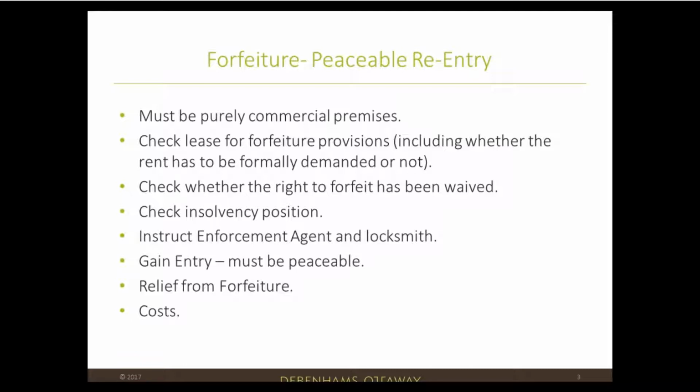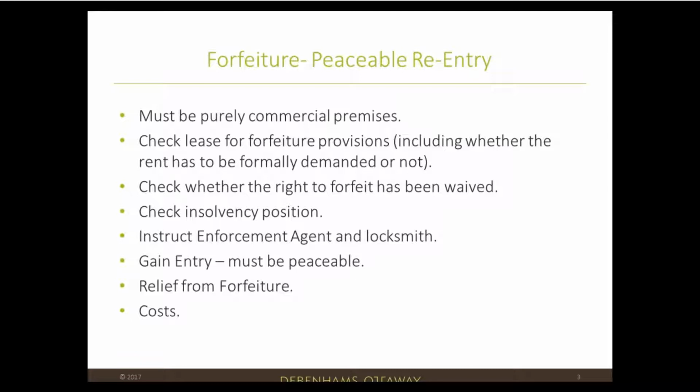Now, the tenant has at least 6 months to apply to the court for relief from forfeiture, and that is a void period for the landlord during which they're responsible for business rates, and of course they won't be collecting rent from the tenant. So that is something to bear in mind when deciding whether or not to forfeit.